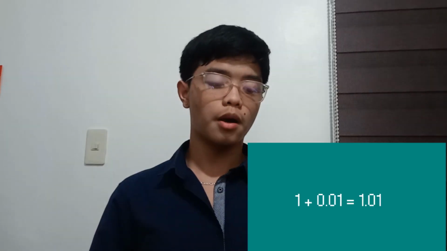First, solve for 1 plus 0.01. 1 plus 0.01 would be 1.01. Next, we raise that to negative 72 and the answer would be 0.88496085.